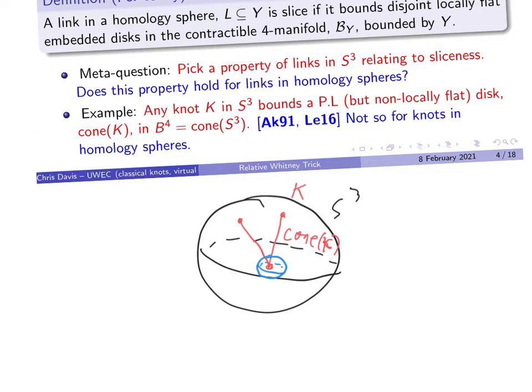In 2016, Adam Levine proved a different result. He produced a knot in a homology sphere, which, even though that homology sphere bounds a smooth contractible four manifold, does not bound a piecewise linear embedded disk in any contractible four manifold bounded by that homology sphere. So between these two results, the property in red fails very badly if you extend it in a natural way to knots in homology spheres.